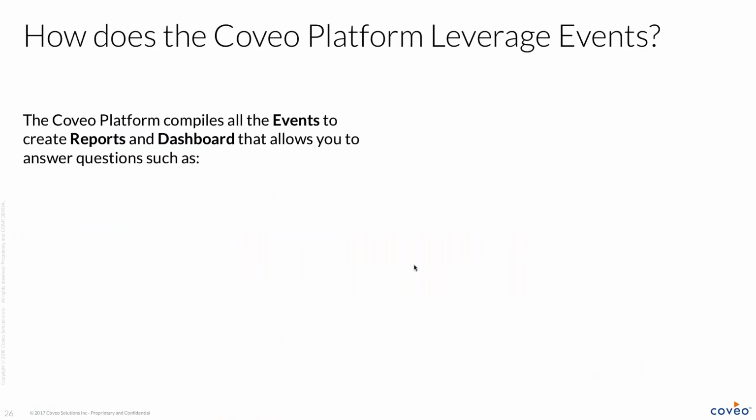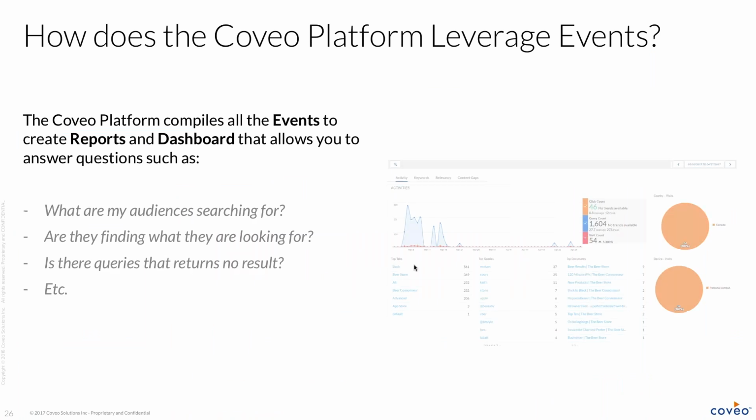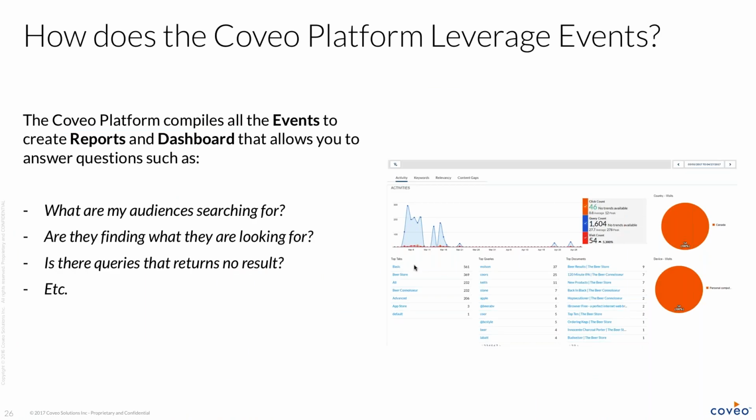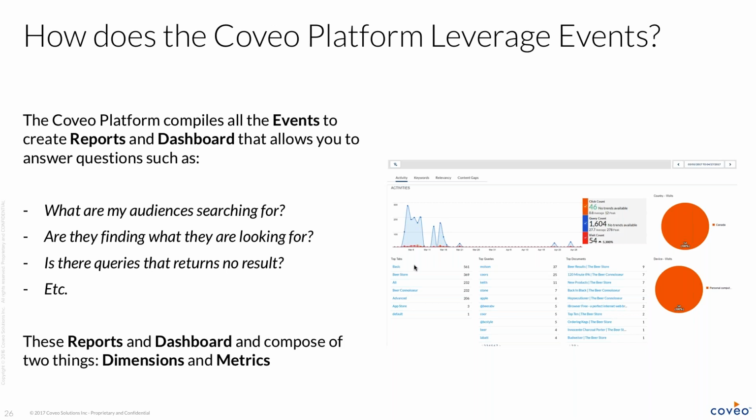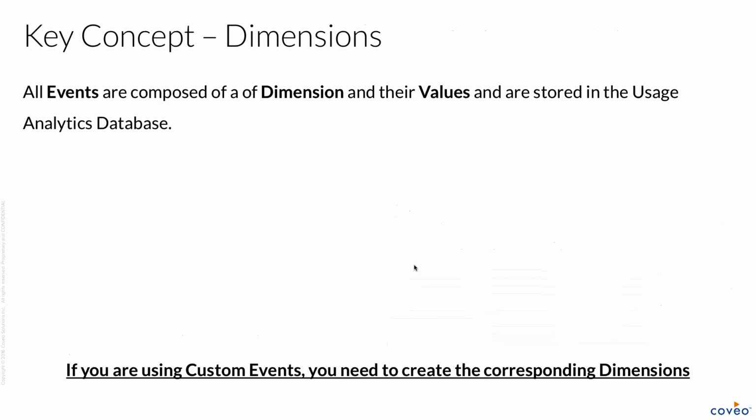Okay. So how does the Coveo platform leverage all these events? Well, the Coveo platform will use all of these events and combine them into dashboards. And this is where the notion of dimension becomes really useful. So these reports are built with two things, dimensions and metrics. And it's very important to distinguish the two, but we already see what dimensions are, right? So let's dig a little bit deeper.